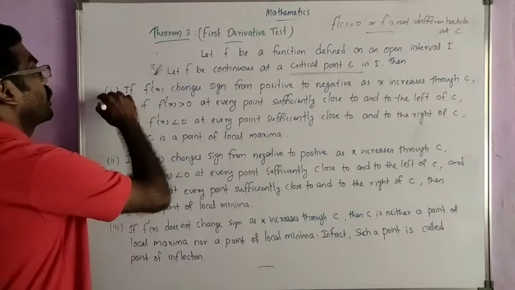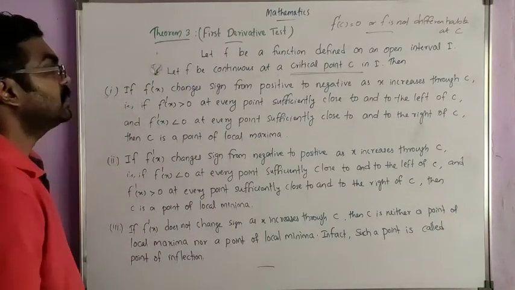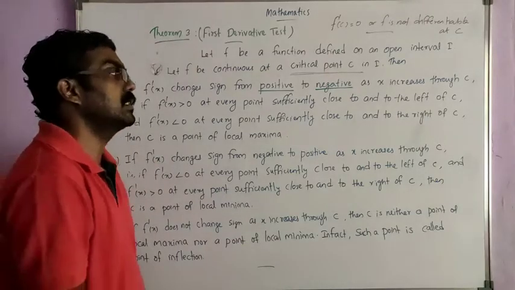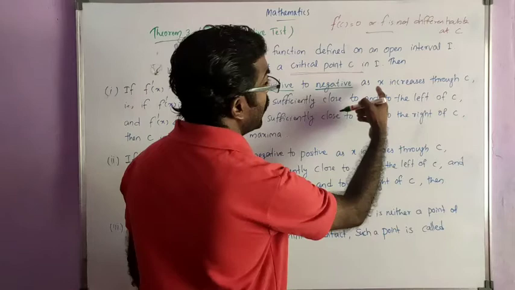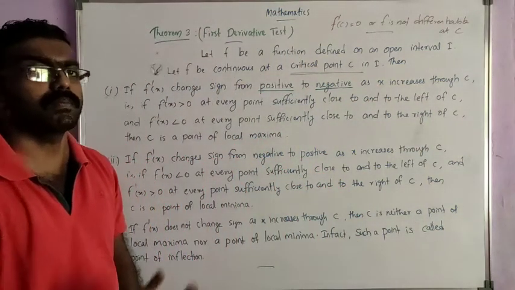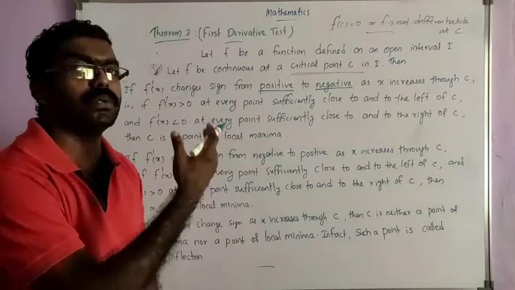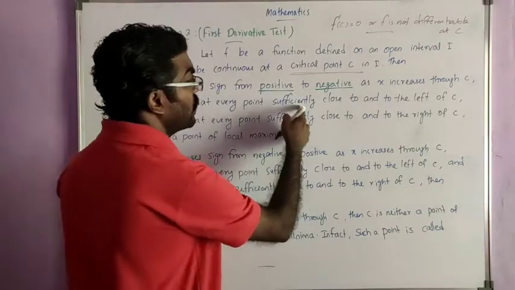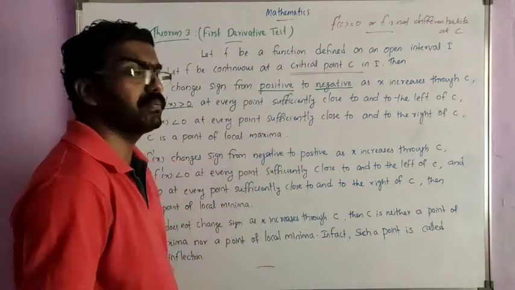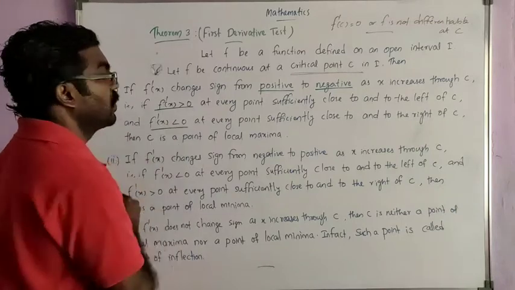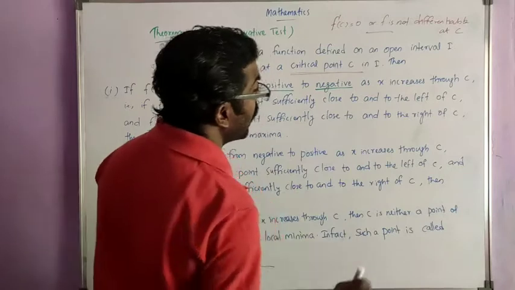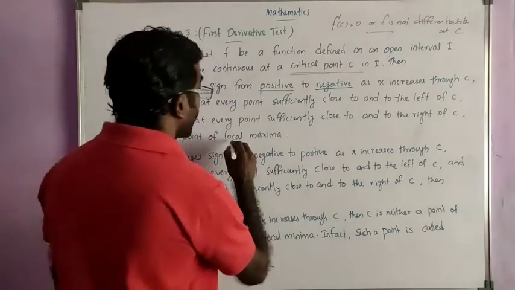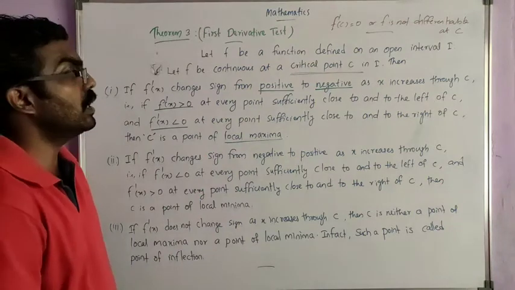Then the first point is, if f dash of x changes sign from positive to negative as x increases through C. That means if f dash of x is greater than 0 at every point sufficiently close to and to the left of C, and f dash of x is less than 0 at every point sufficiently close to and to the right of C, then we can say C is a point of local maxima.